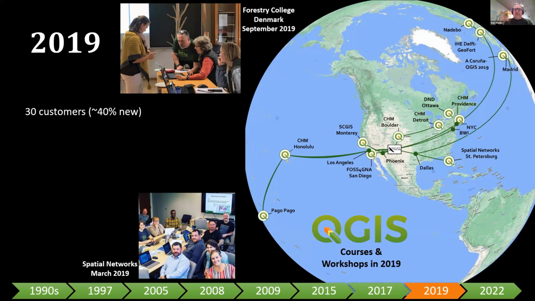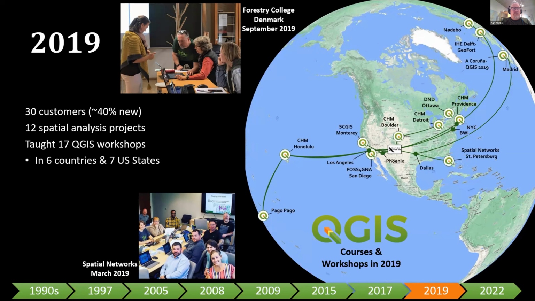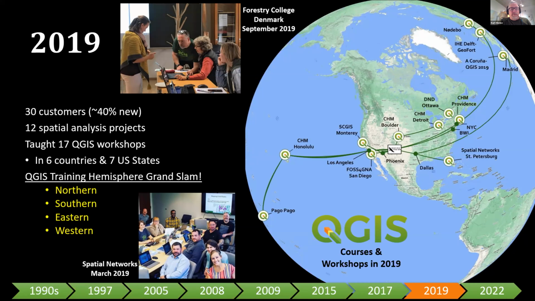That year I had 30 new customers, 40% of which were new, and 12 spatial analysis projects. I taught 17 QGIS workshops, in 6 countries and 7 US states. And so I accomplished something that I called the QGIS Training Hemisphere Grand Slam, because I taught a QGIS workshop in the Northern, Southern, Eastern, and Western Hemisphere that year.